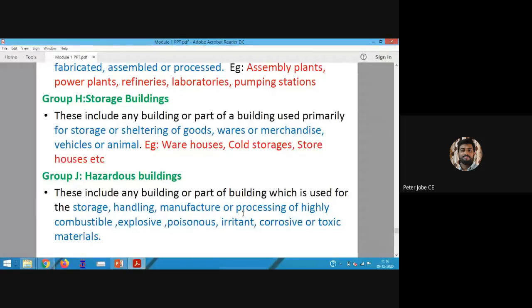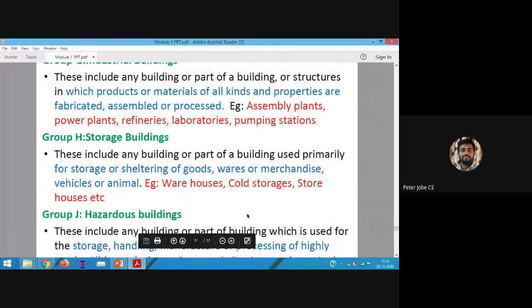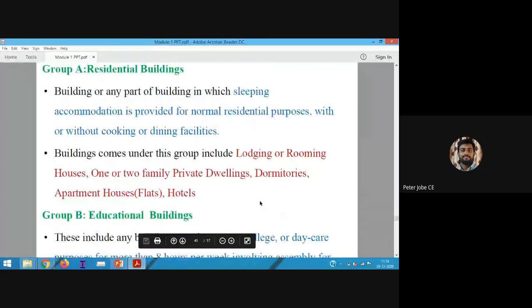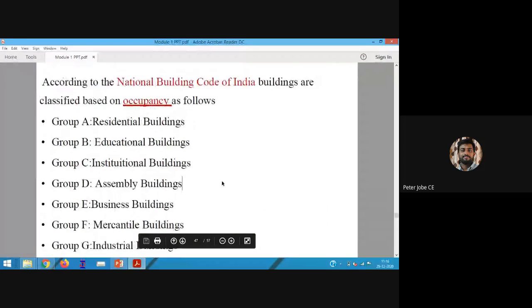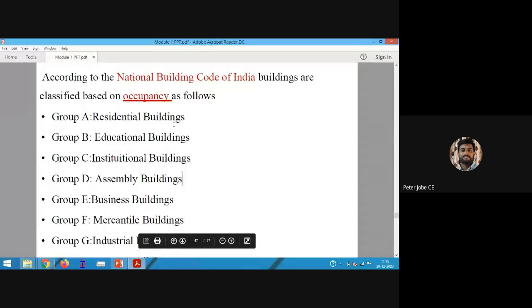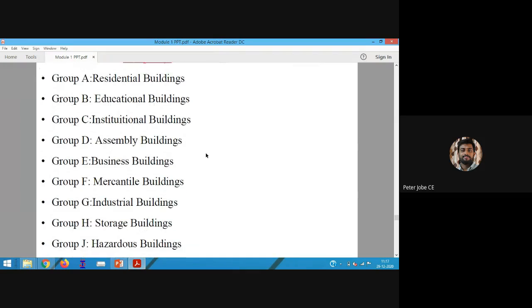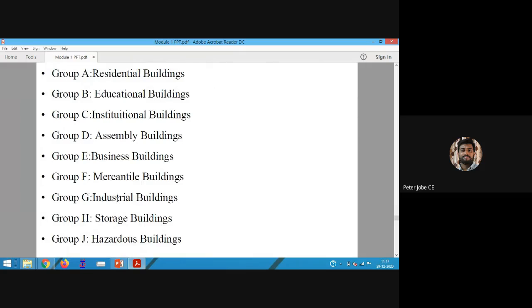So I hope everyone has understood what's meant by these types of buildings. We'll see once again, based on the occupancy, the building as per NBC is categorized into Group A, residential buildings, Group B, educational buildings, Group C, institutional buildings, Group D, assembly, Group E, business buildings, Group F, mercantile buildings, Group G, industrial buildings, Group H, storage buildings, and Group J, hazardous buildings.